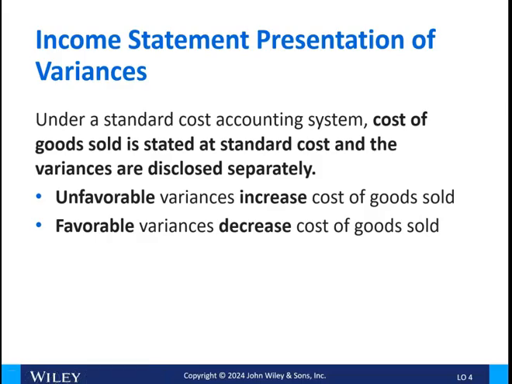Now, if we look at our income statement presentation of variances, with a standard cost accounting system, cost of goods sold is stated at standard cost, and the variances are disclosed separately. So our cost of goods sold on the income statement will be at standard. Then our unfavorable variances will be added to that. So it's an increase in cost of goods sold, which decreases our net income. If we had favorable variances, it actually decreases our cost of goods sold, which will increase our net income.